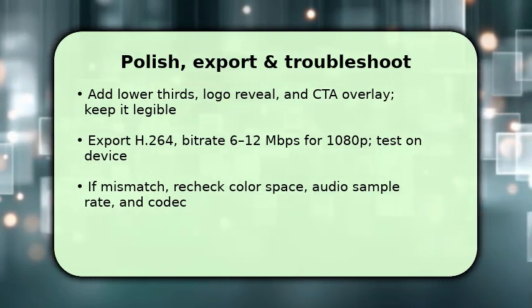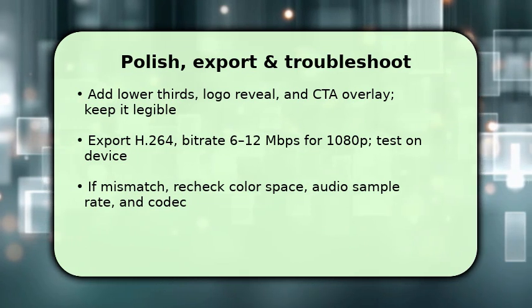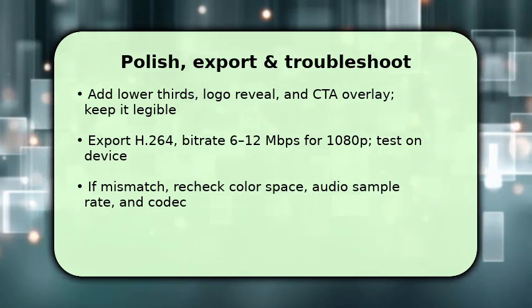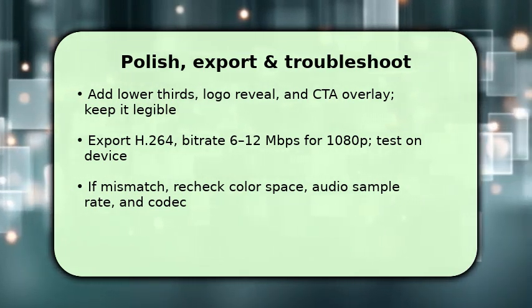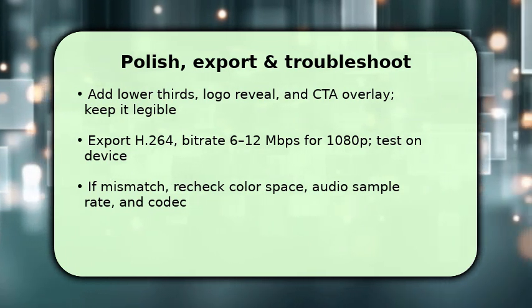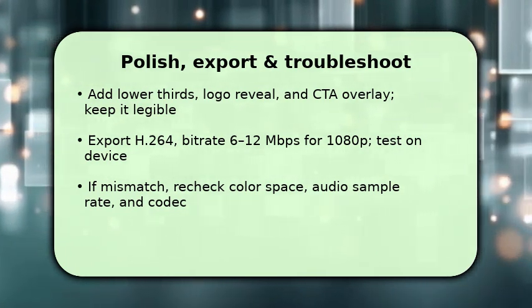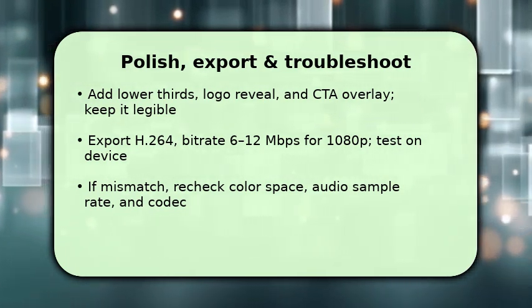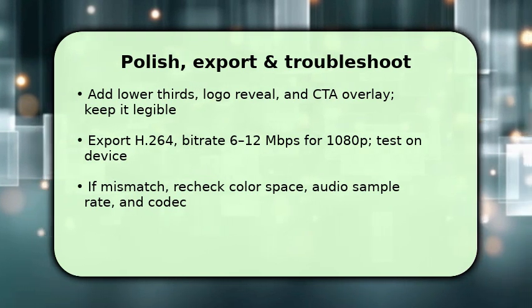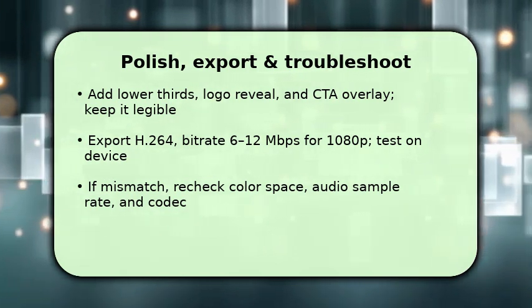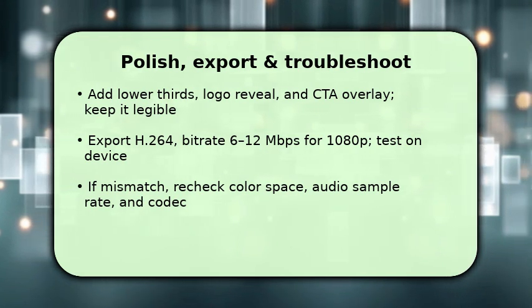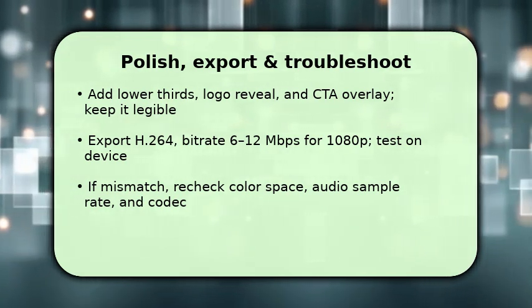Once visuals and audio are polished, export using H.264 at 6 to 12 Mbps for 1080p and test the file on target devices to confirm playback. If problems arise, troubleshoot by checking color space settings, audio sample rate, and codec mismatches, because export presets often cause issues. Finally, iterate quickly.